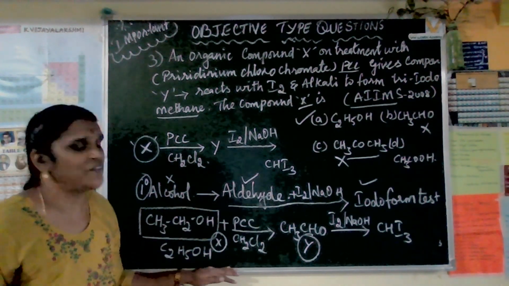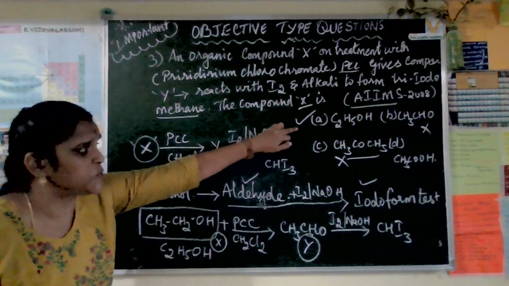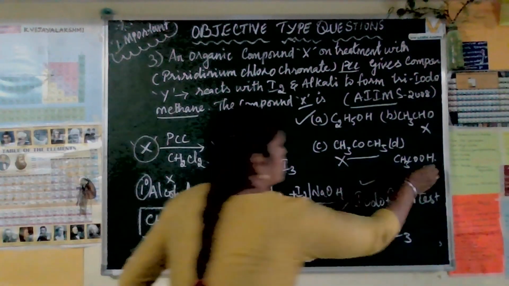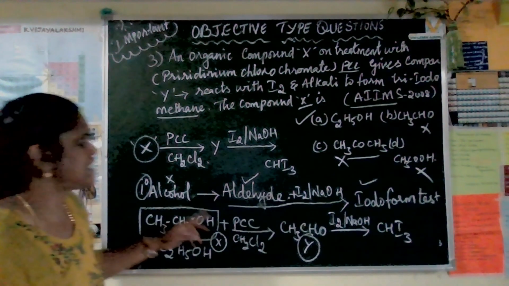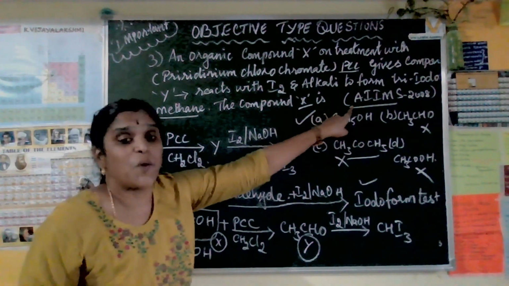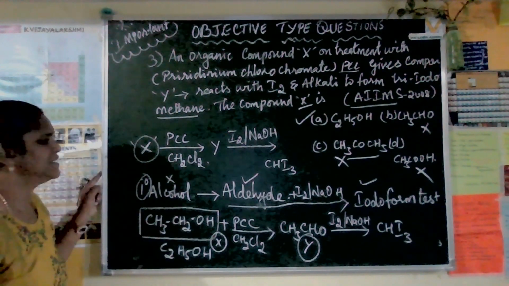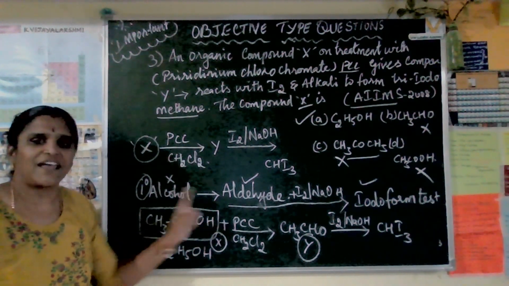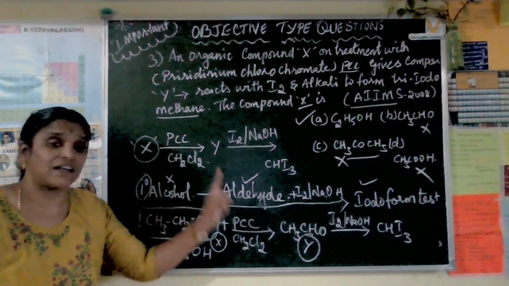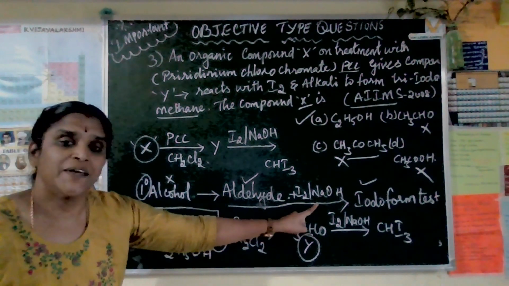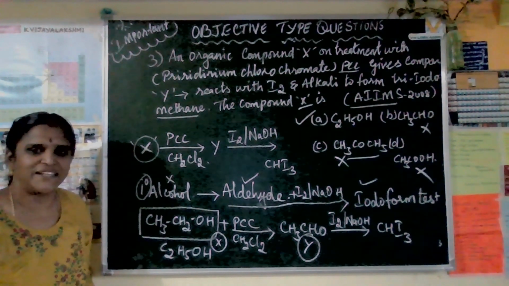Hope you understood very clearly why this option is correct and the other three are wrong. Hope you understand. This is a very important question. Primary alcohol only can provide the aldehyde. That aldehyde only can perform the iodoform test. Hope you understand.